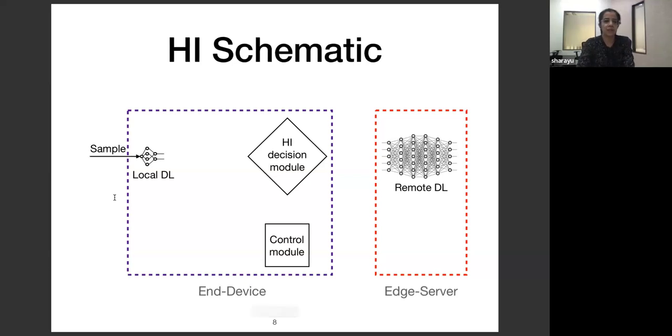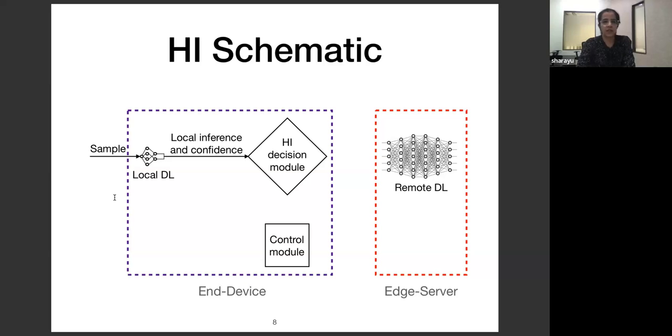Each incoming sample is first sent to the local model for inference. The local model outputs two things. It outputs a class for this sample as well as its own confidence in this classification. I'll elaborate a little bit on the concept of confidence in the next slide. These two things are then fed to the HI decision module.